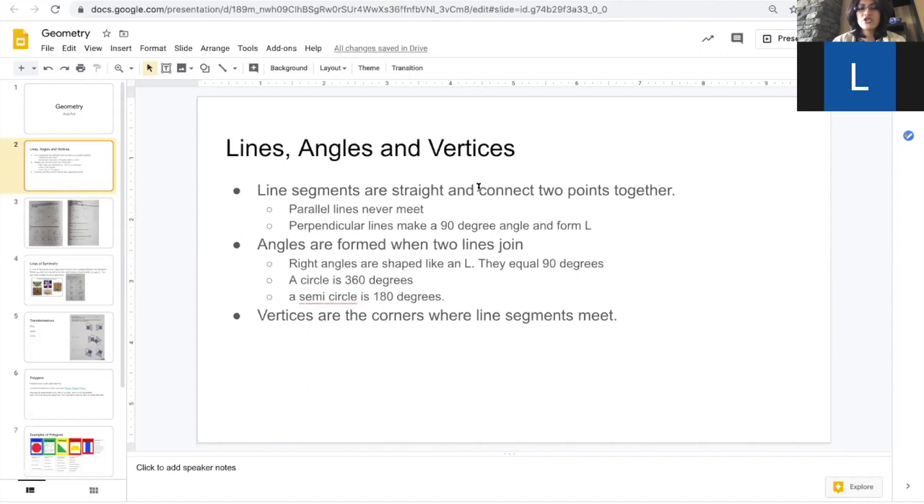Right angles are shaped like an L. They equal 90 degrees. A circle is 360 degrees, and a semicircle is 180 degrees. Vertices are the corners where line segments meet. So let's take a look at what this would look like if I were to draw this out.